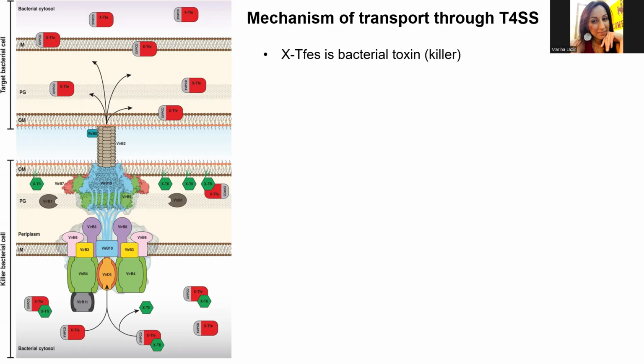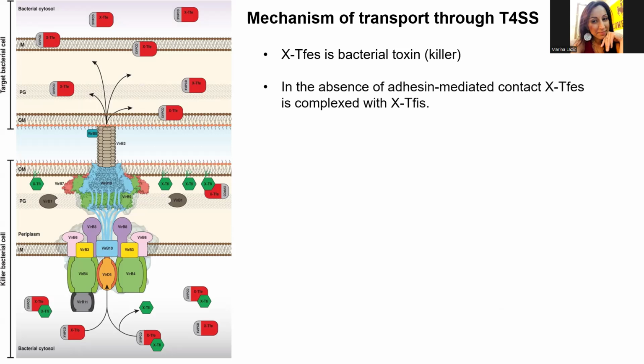This one is interesting. This is a figure from a paper. Maybe the figure will help, but I don't think it will be hard because it's called Fast and Fis. So, it's a bacterial toxin, which is a killer. When there is no adhesin, like when there is no contact with the host cell, Fast is bound with Fis. The way I memorize it is because there is this future energy system organization on campus that we all work with. So that's how I memorize it.